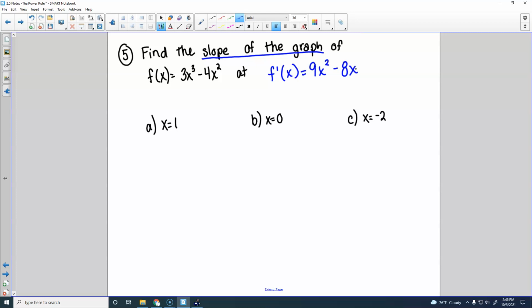So if I want to know the derivative at 1, I just do f prime of 1 and just plug in 9 times 1 squared minus 8 times 1. So 9 minus 8 equals 1.